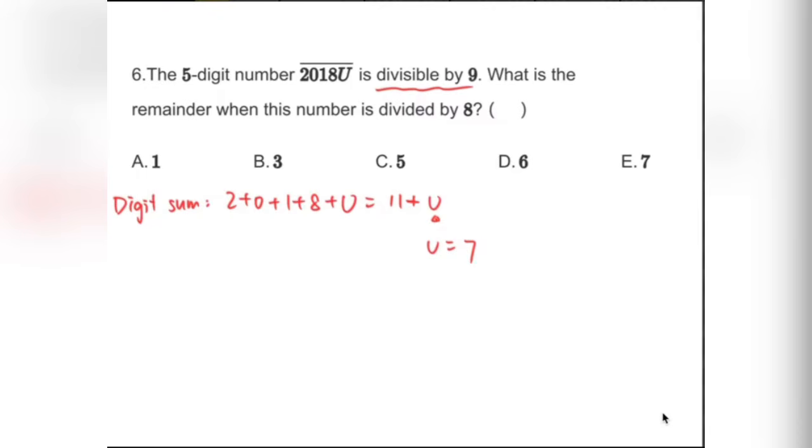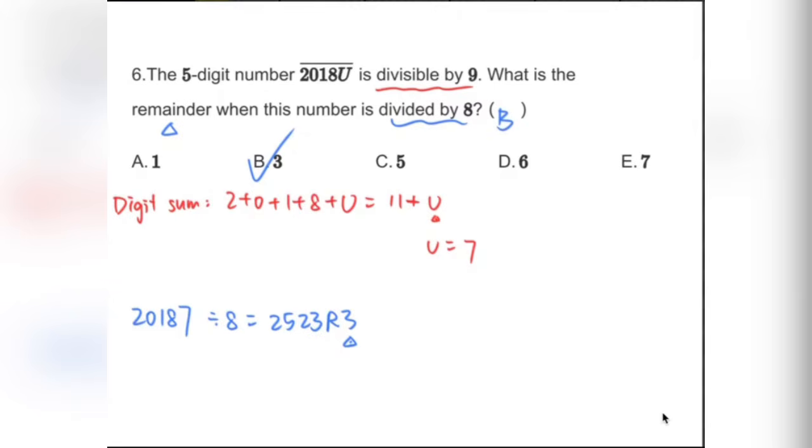Okay, so back to the question. What is the number here? Actually, that is 20187. And when you go back to the question, what is the remainder when this number is divided by 8? So here, for the number divided by 8, you will get the answer. It should be 2523, remainder 3. So what is the answer? We choose B.